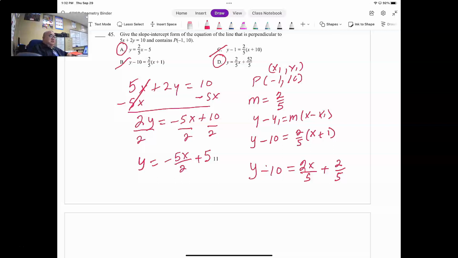If you had to take a guess, I think the guess would be D, and we're going to see why it's D. You have to add 10 to both sides. So 10 is the same thing as saying 50 over 5 plus 2 over 5. You can also do that in the calculator. So y equals 2x over 5 plus 52 over 5, I think. So your answer is D. Now, this last part I did by hand, but you can use your calculator, okay?